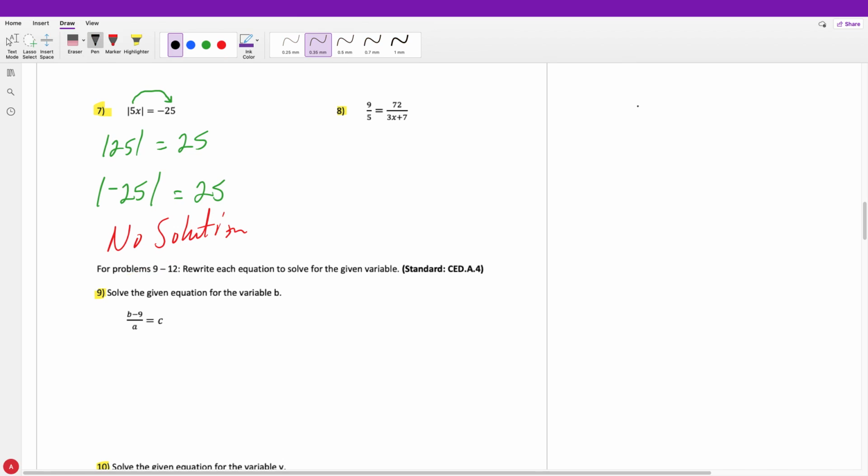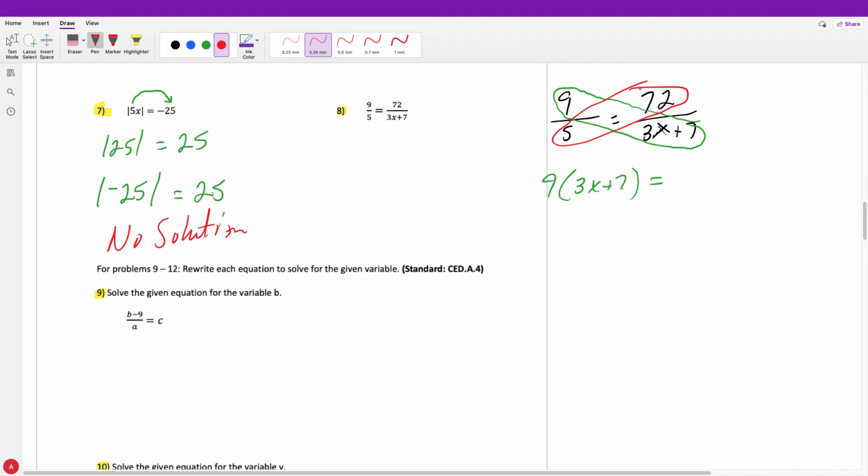All right, and now we're going to go ahead and do question number 8. We have 9 over 5 is equal to 72 over 3x plus 7. And remember, as we talked about before, when we have two ratios that are equal to each other, they are called proportions. And proportions we can solve by cross multiplying. So we can then go ahead and do 9 times 3x plus 7 is then equal to 5 times 72. All right, remember, we do the one numerator times the opposite denominator.